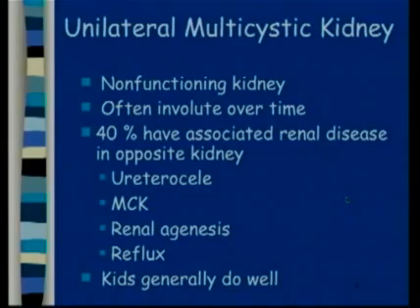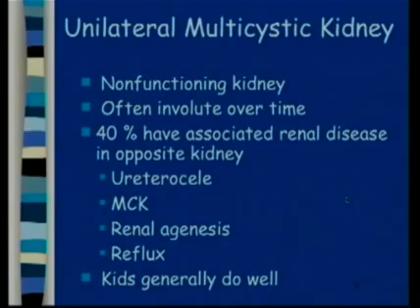First off, they do not function. They won't work at all. They generally involute over time. And the important thing to realize is that 40% of them have associated renal disease on the other kidney. They can have a ureterocele from like a duplicated kidney. They can have another multicystic dysplastic kidney, but if they have that, it'll be fatal because they don't function.